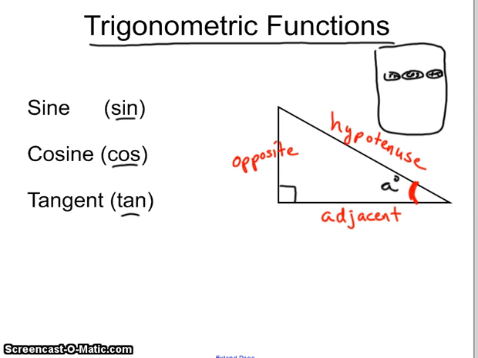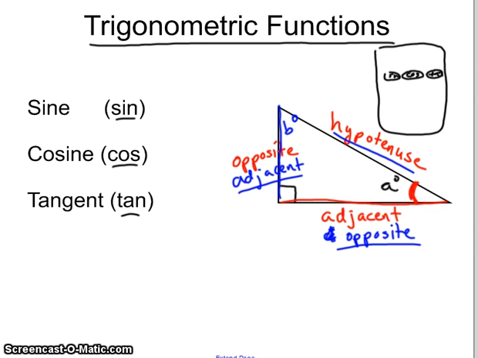Now if we had angle B, we still have the hypotenuse, but now this leg across from angle B is the opposite leg, and this leg would be the adjacent leg in accordance with B. Remember, adjacent means next to. So this side is next to angle B, and this side is next to angle A. Those are the side relationships.